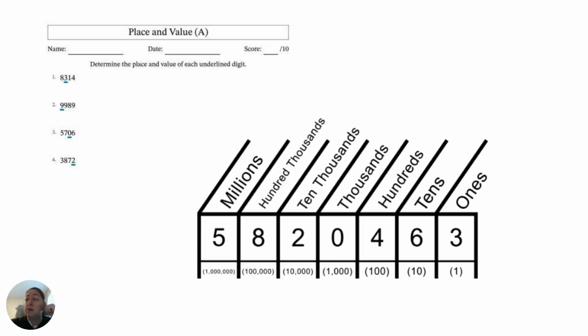Now, if you are a teacher who uses little notebooks with stuff, you might say, hey, Joe, turn to the page that talks about place value in your notebook.